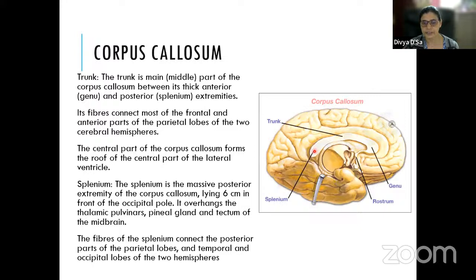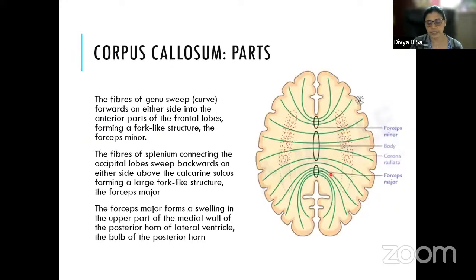Then we have the splenium. The splenium is a very massive posterior extremity of the corpus callosum. It lies about 6 centimeters in front of the occipital pole. Here it will be overlapping the thalamus, the pulvinar, pineal gland, and tectum of the midbrain. The fibers of the splenium will be connecting the posterior parts of the parietal lobe and temporal and occipital lobes of the two hemispheres.